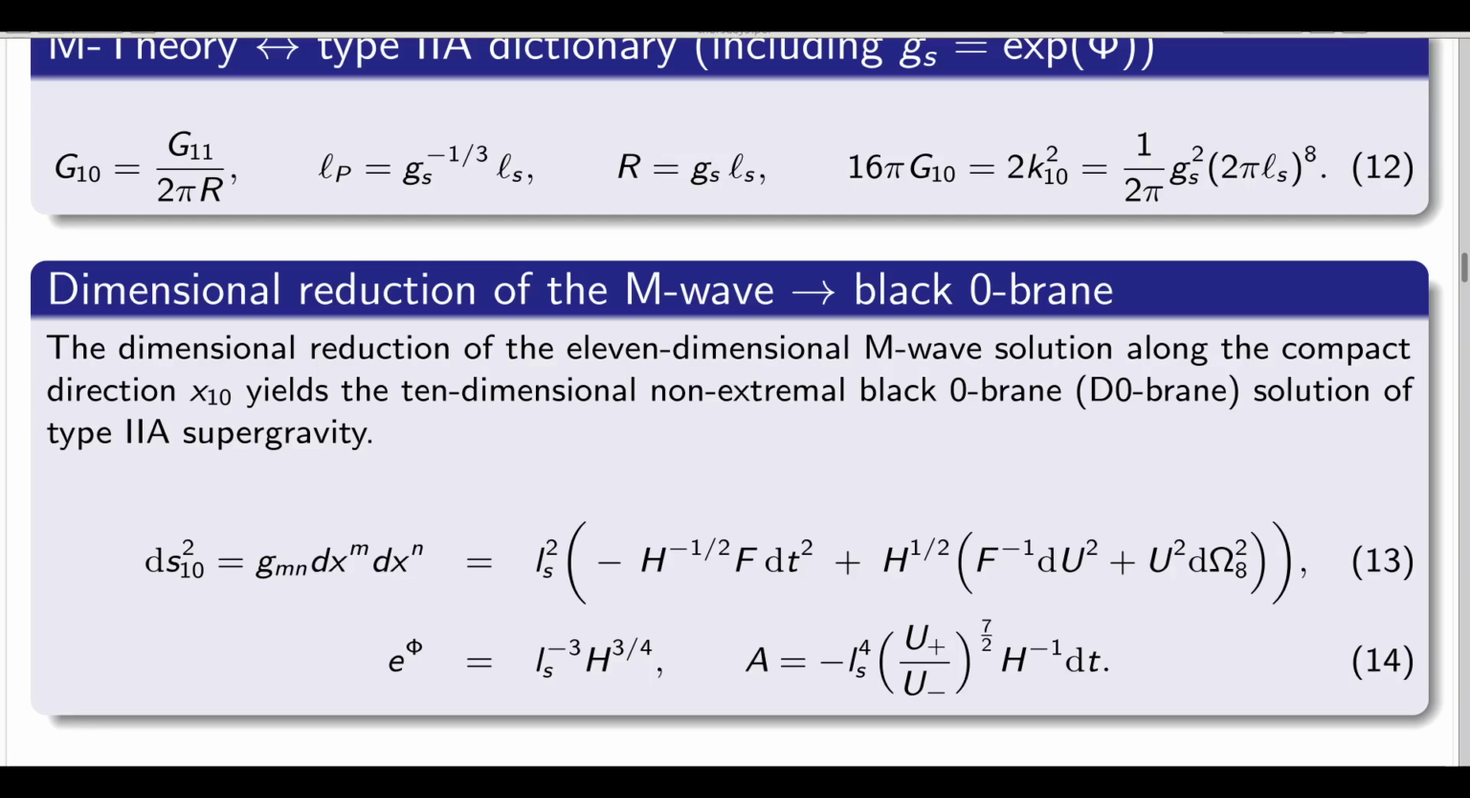In summary, the M-wave of 11-dimensional supergravity reduces directly to the black zero-brane of type 2A. Momentum along the circle becomes D0-brane charge, and the 11-dimensional gravitational wave becomes a 10-dimensional black brane solution.